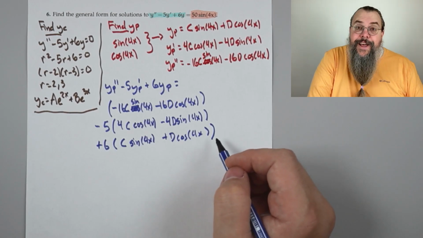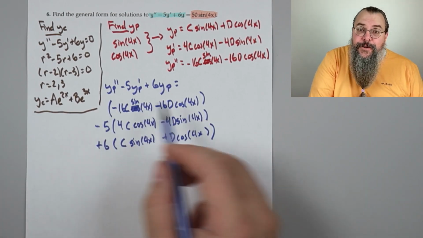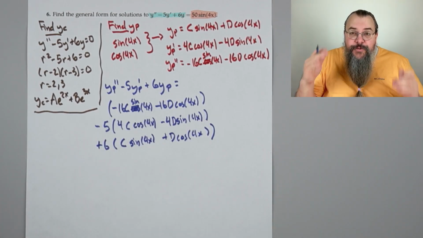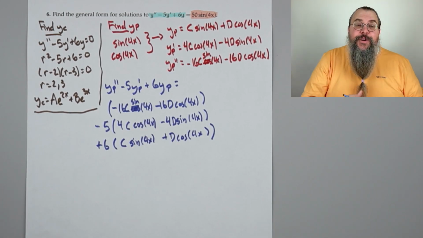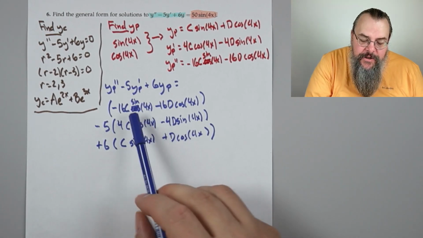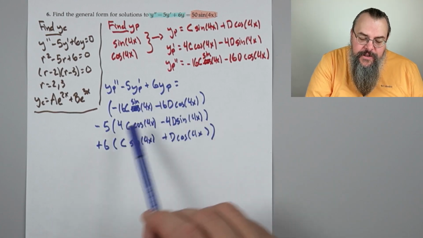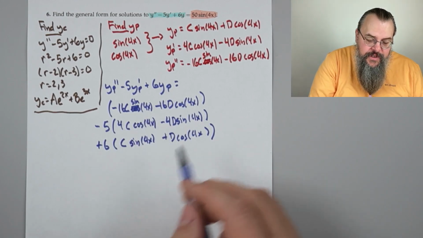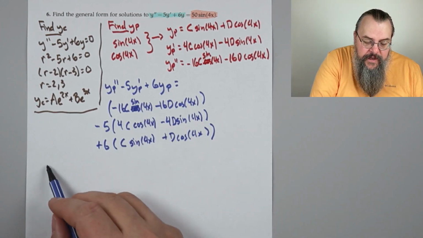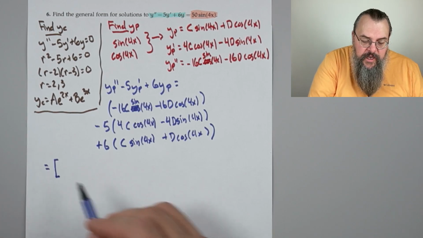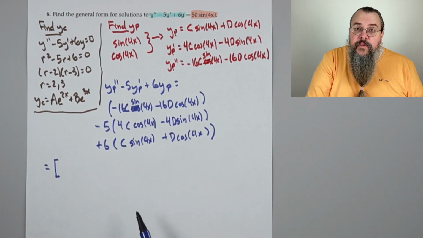Okay, now we have to move into our hunter-gatherer mode. What do I mean by that? We're going to gather all the sines. What's the coefficients? We're going to gather all the cosines, and what's the coefficients of that? So all of that is equal to, okay, so let's start with the sines.